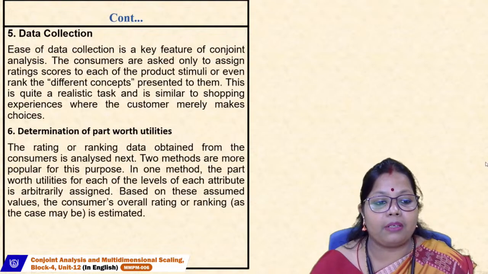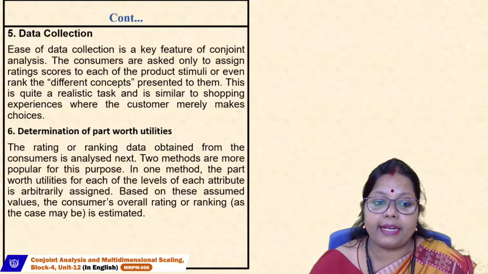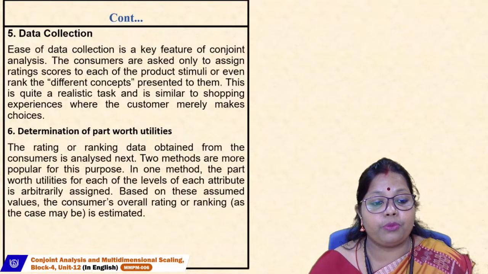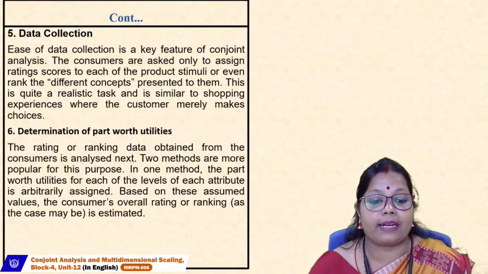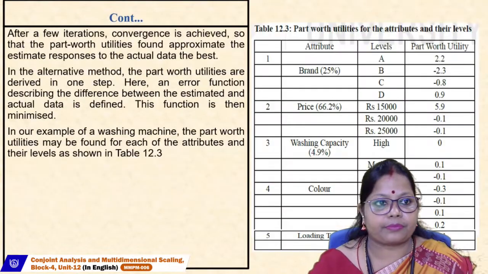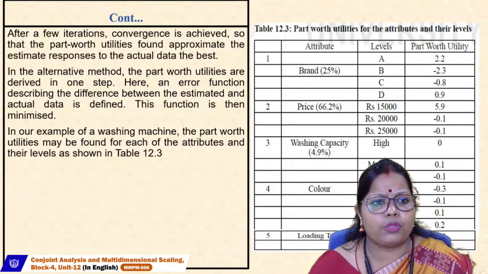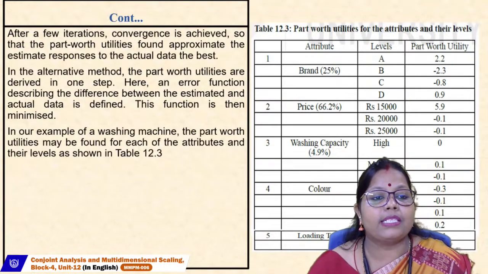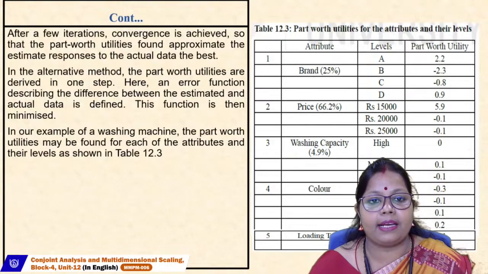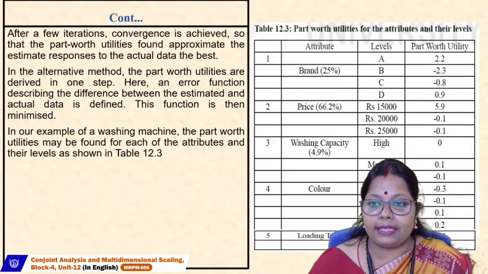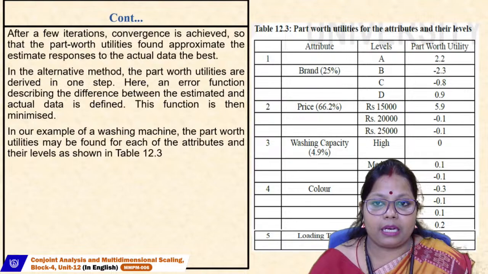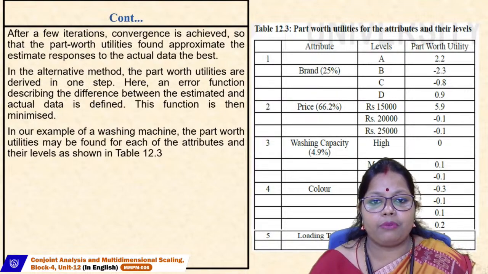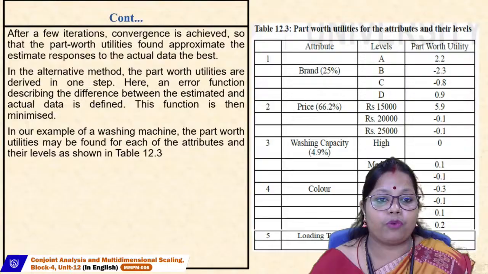In one method, the part worth utilities for each of the levels of each attribute are arbitrarily assigned. Based on these assumed values, the consumer's overall rating or ranking is estimated. After a few iterations, convergence is achieved so that the part worth utility is found approximately, to estimate the responses of the actual data. That was the first method, but in the alternative method, the part worth utilities are derived in one step.